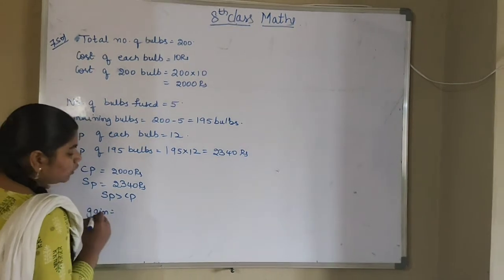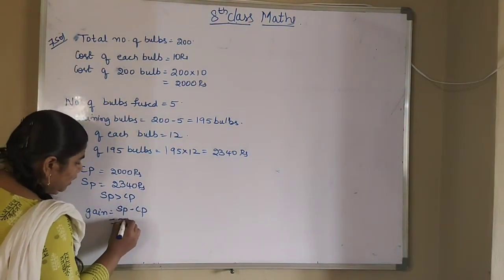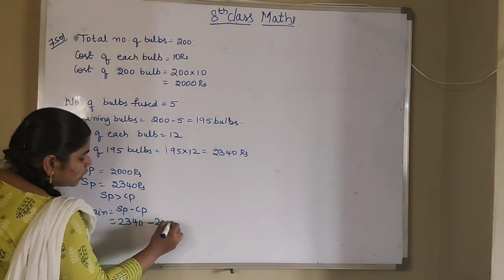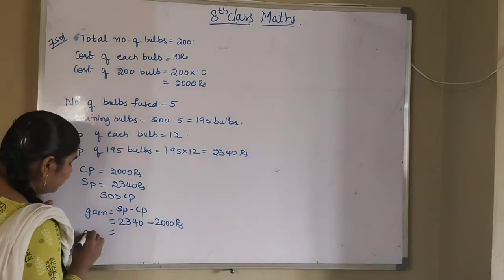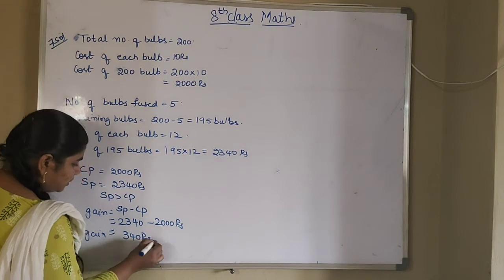How much gain he got? That is SP minus CP. So SP is 2340 minus CP is 2000 rupees. So what is the gain value here? Gain is 340 rupees. Okay.